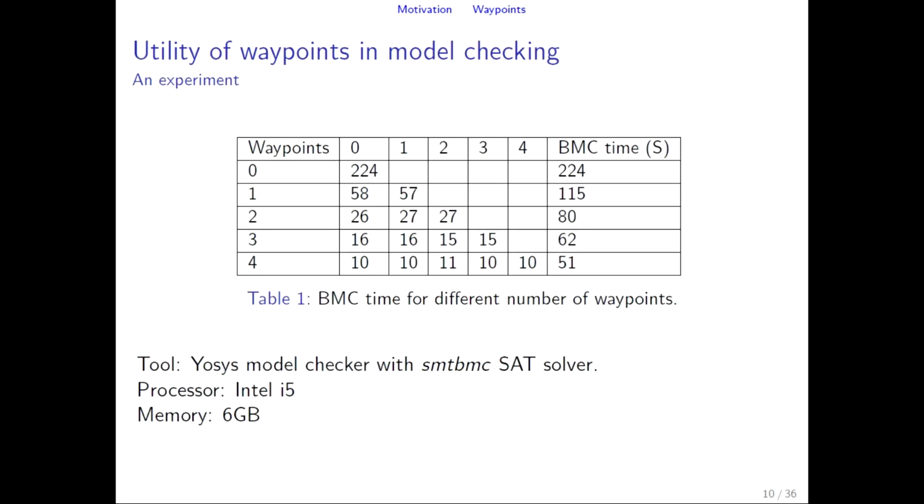The results are shown in the table. If we don't use any waypoint, which is the first row of the table, we get 224 seconds for checking the property, I mean, getting the counterexample from the property. Compared to the last case, row 4, where you have 4 waypoints and you get a total time of 51 seconds, which is a significant reduction in BMC time compared to the case where we didn't have any waypoints.